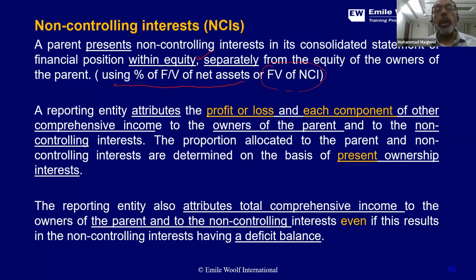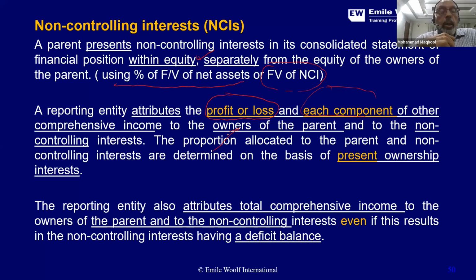Okay, the reporting entity attributes profit and loss, and other comprehensive income items of the subsidiary during the period. So we need to attribute how much is relating to the owner of the parent and how much is relating to the non-controlling interest. I'll show you in a numeric example.